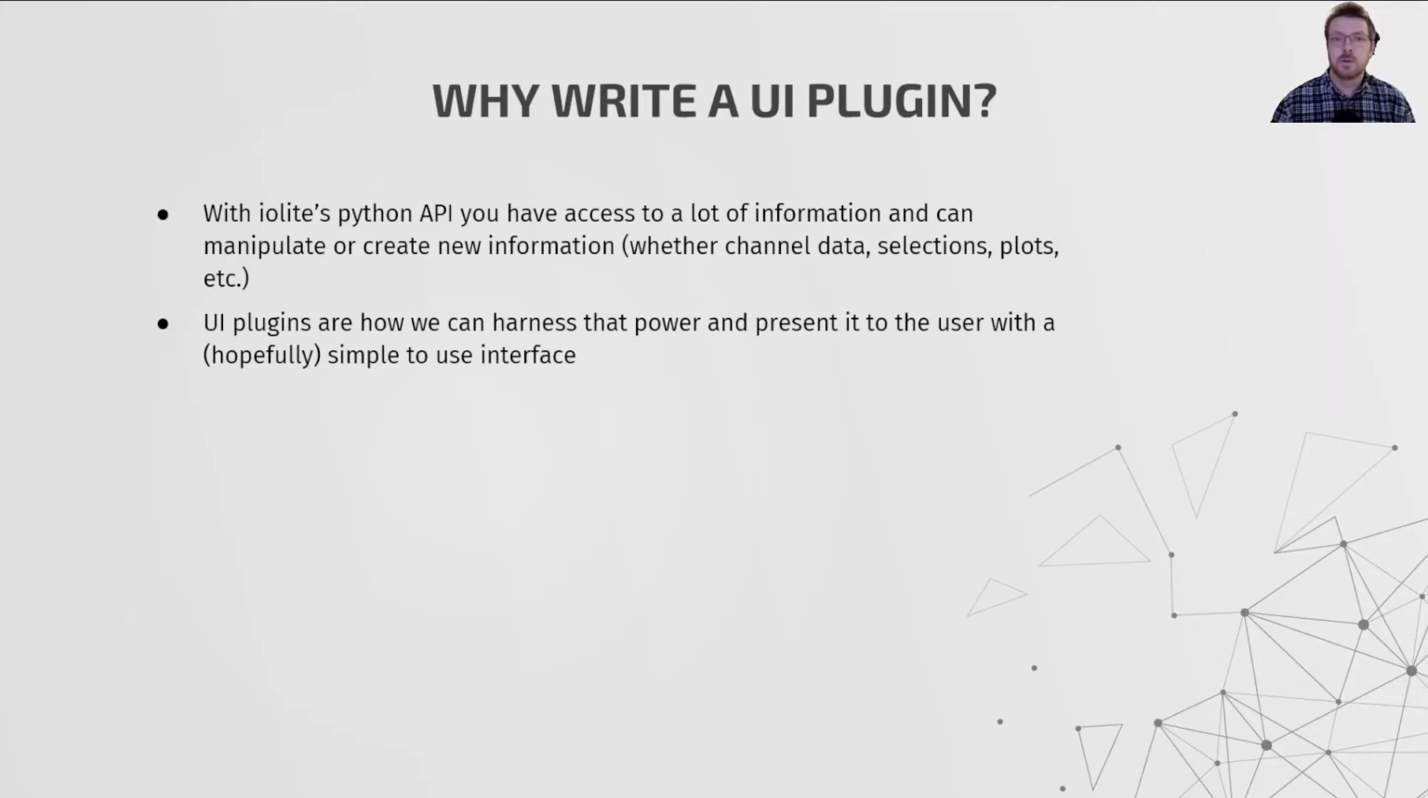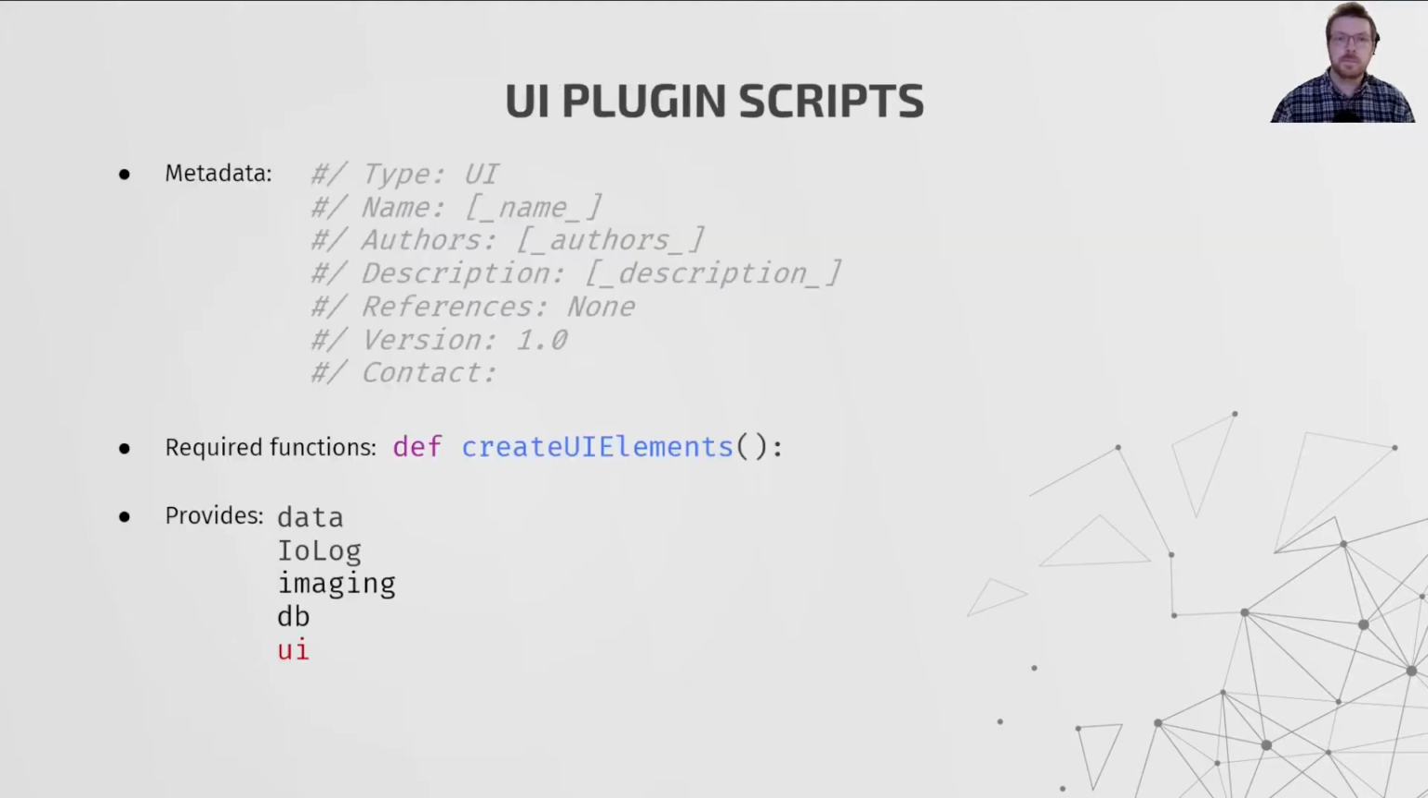Basically, if there's a feature you would like to see in iolite that does not fall into one of the other plugin categories, like an importer or a QA/QC module, especially if it is somewhat unique to your workflow or data, you want to write a user interface plugin. So here is our overview of a UI plugin Python script.